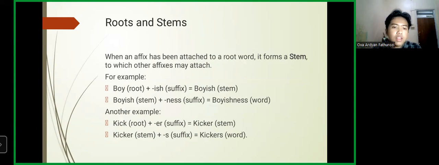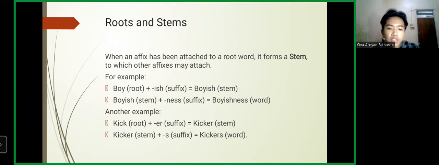And then we have roots and stems. When an affix has been attached to a root word, it forms a stem to which other affixes may attach. For example, boy is the root word plus ish is the suffix. So it is boyish, it's called a stem. And then boyish, which is a stem, we add to the ness, which is a suffix. We have boyishness, which is a word.